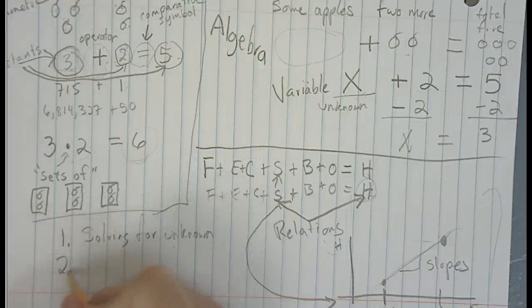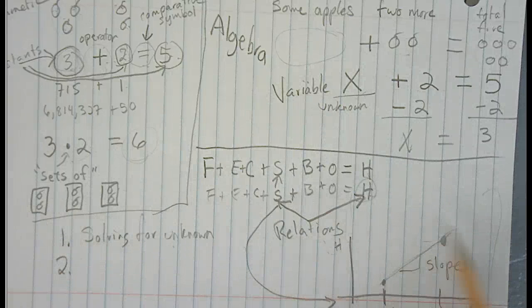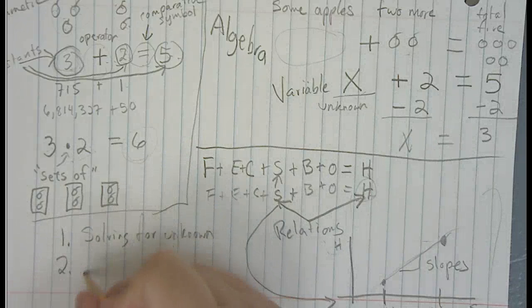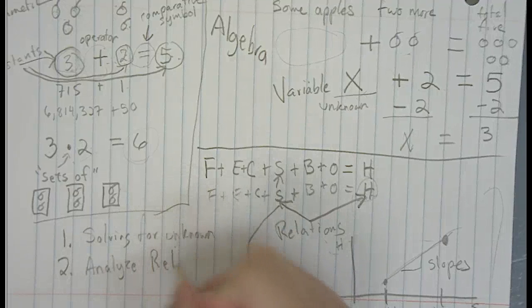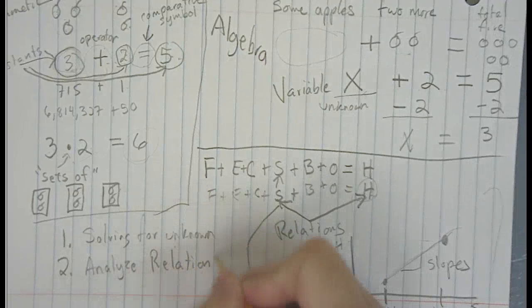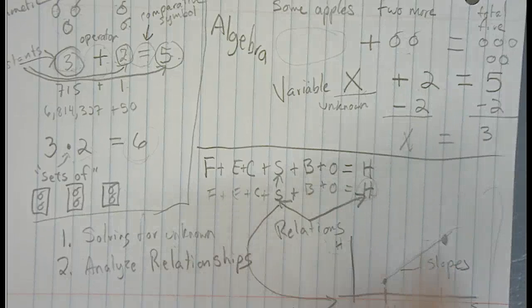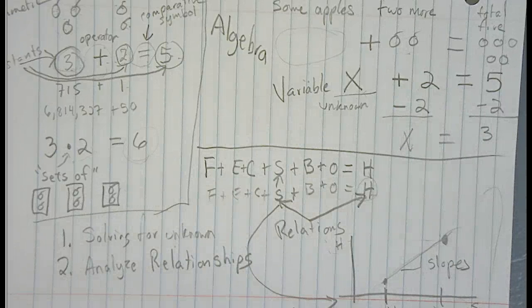And number two, we're using algebra to make sure that we understand relations so we can analyze relationships. And that is in changing form. So we can analyze relationships. And those are the two key things that we're going to use algebra for.